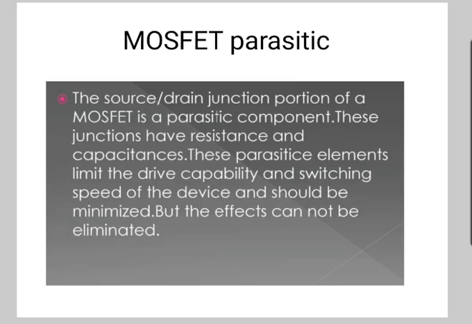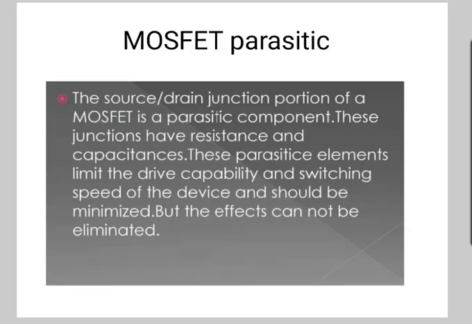Next is MOSFET parasitics. In a CMOS transistor, various parasitic elements affect the overall performance of the circuit, and the important parasitic elements include the resistance between the source and drain, junction capacitance, overlap capacitance, gate resistance, and interconnect RC components.